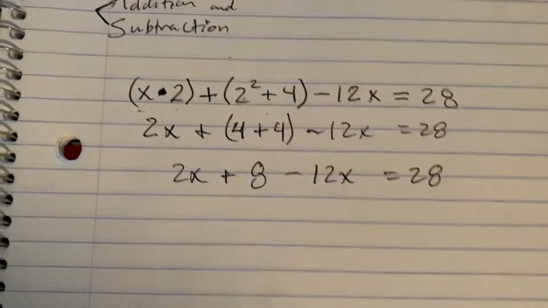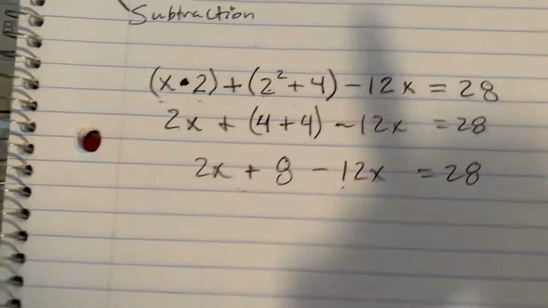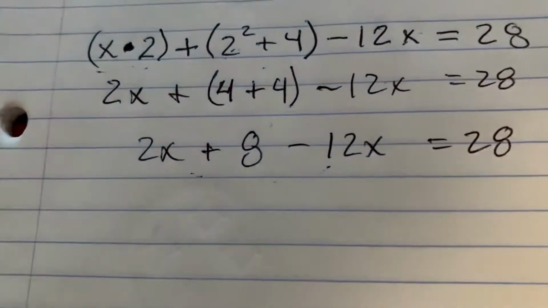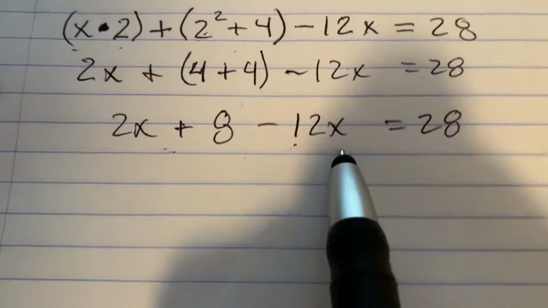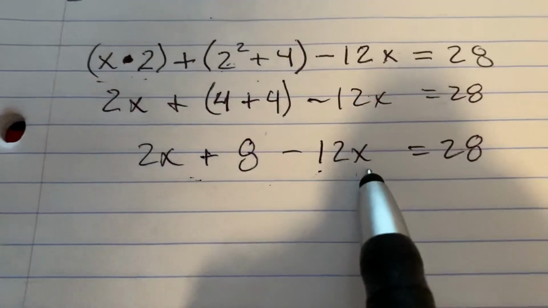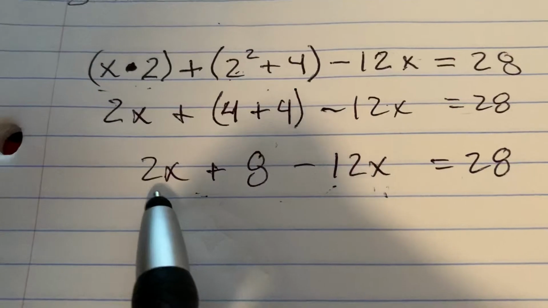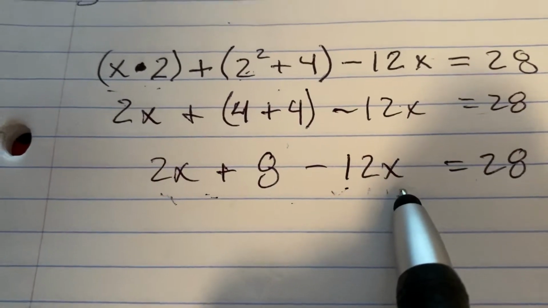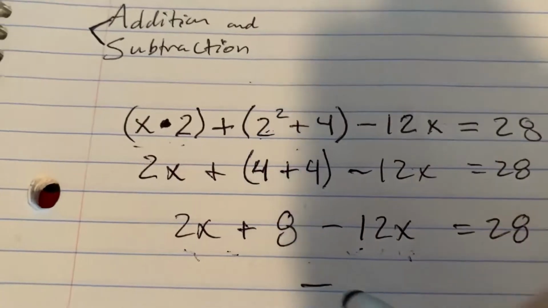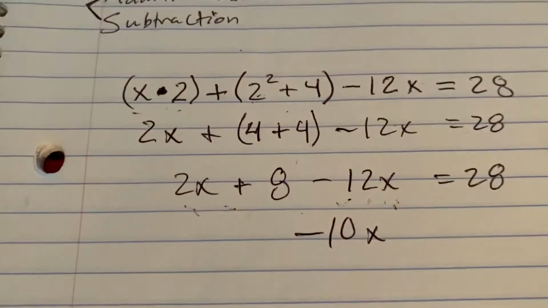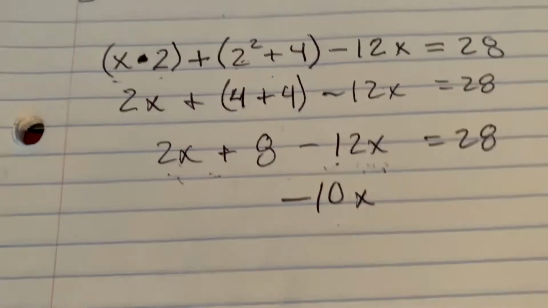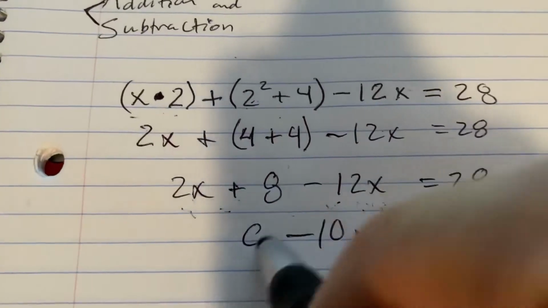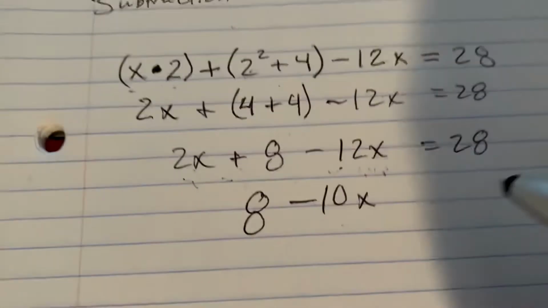So from here, all we have is addition and subtraction left. So we can do this all in one step. As you see here, we have 2x and 12x. So these both have x as a like term. So we're going to do 2x minus 12x, which will give us negative 10x. So we had 2 x's and we took away 12. So now we have negative 10 x's. And here we have plus 8. So I'll just write the 8 here. 8 minus 10x equals 28 still.